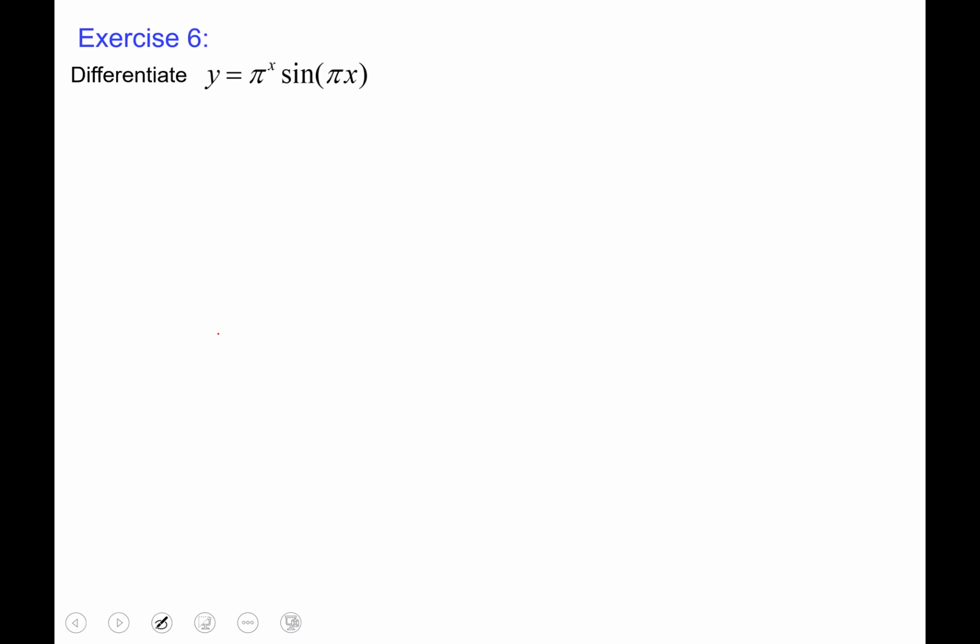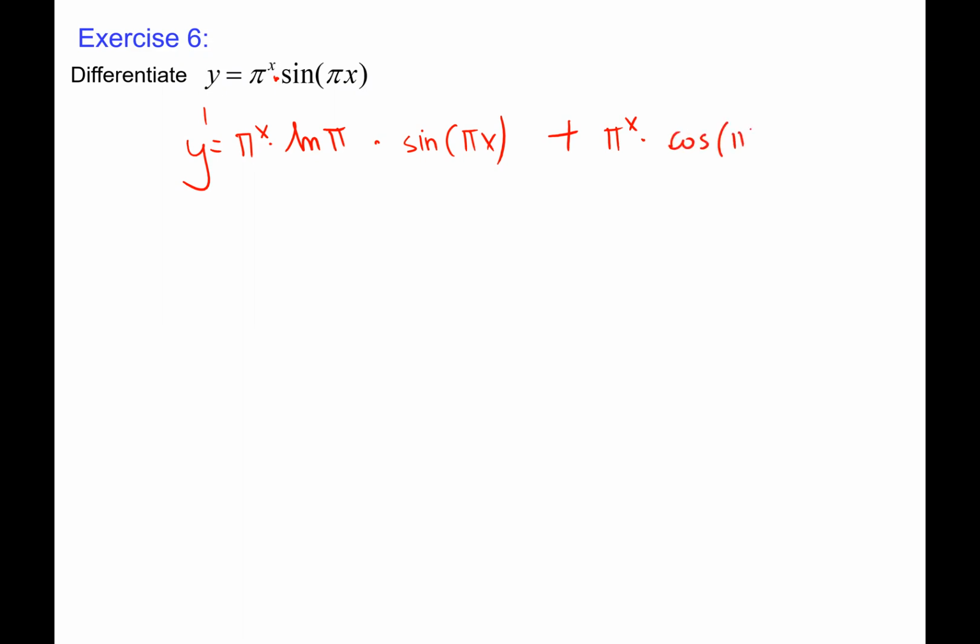Differentiate y equals pi to the power of x times sine of pi x. That's times. Again, product rule. The derivative of pi to the power of x is pi to the power of x times ln of pi. That's the general exponential function. And times the second function, sine of pi x, plus the first function, pi to the x, times the derivative of sine of pi x. The derivative of sine of pi x is cosine of pi x times pi, which is the derivative of the inner function.